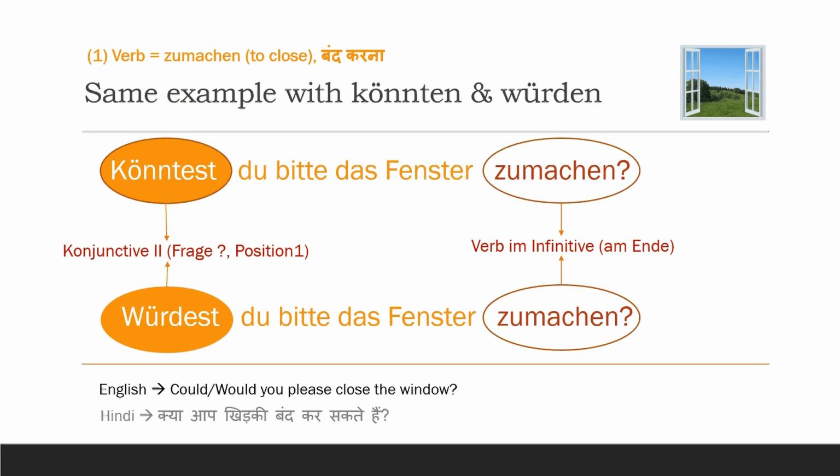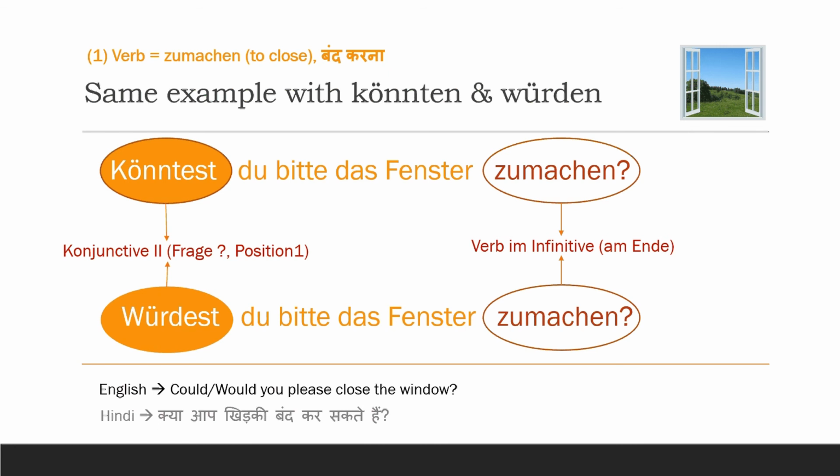Some more examples. And now you have seen the specific use of können and würden, könnten and würden. But here you can use both the verbs könnten and würden to frame one particular sentence. Because could and would generally can be used together, you know, they don't differ that much. You can use them with a sentence. Let's see the example and it will make you more clear.